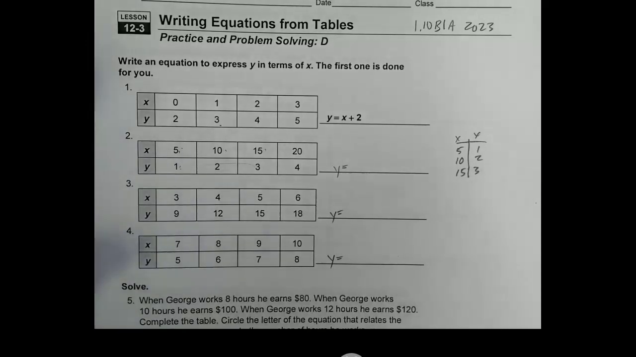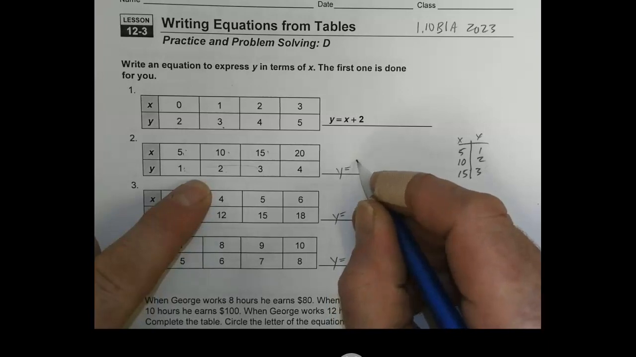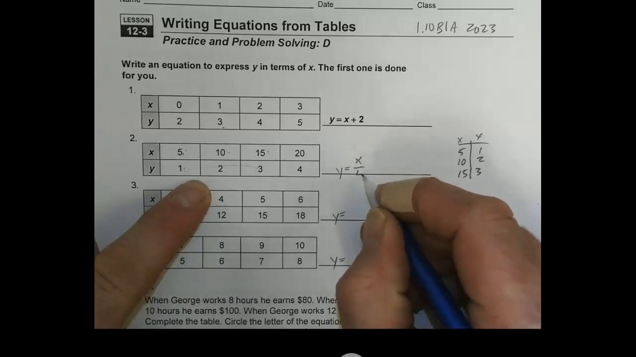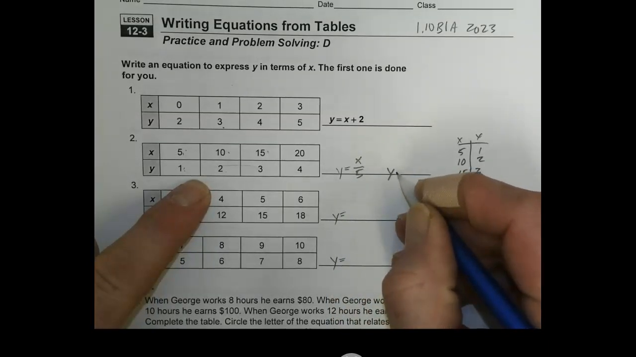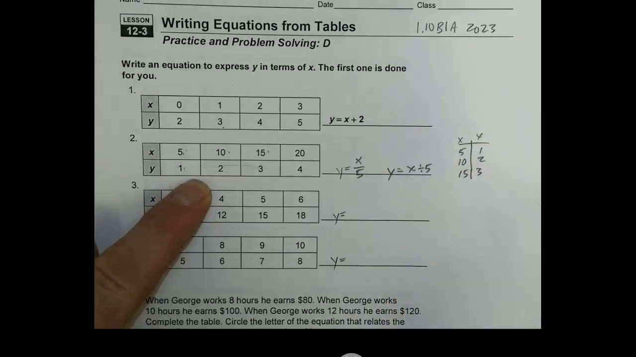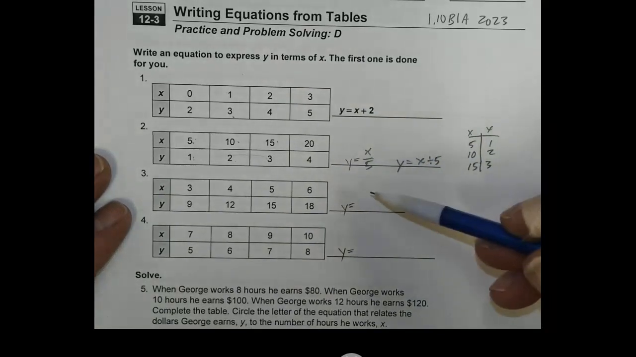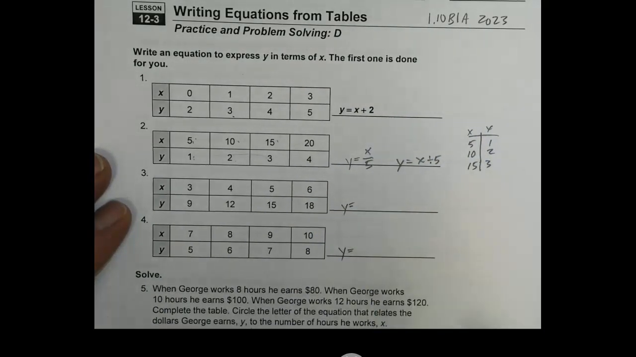Well, we're dividing by 5. So in this case, we would just write y is equal to whatever x is divided by 5. You could write it this way too, y equals x divided by 5. Most of the time in 6th and 7th grade, 8th grade up, we're using the fraction bar. So figure out what's going on and write a y equals x statement for those down here.